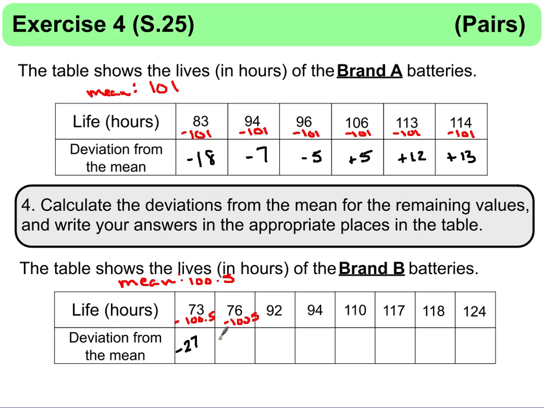A negative 27.5, a negative 24.5, a negative 8.5, a negative 6.5, positive 9.5, a positive 16.5, a positive 17.5, and a positive 23.5. And so, again, this is the deviation from the mean itself. And so that's the first step the students are working on in this particular piece.